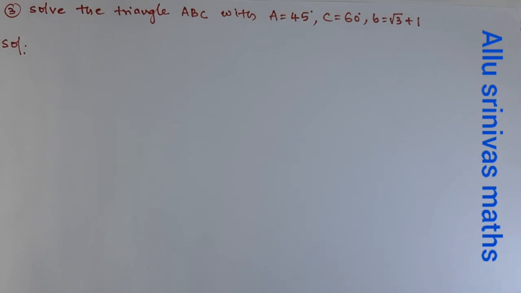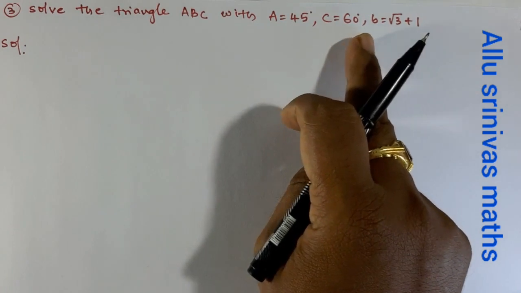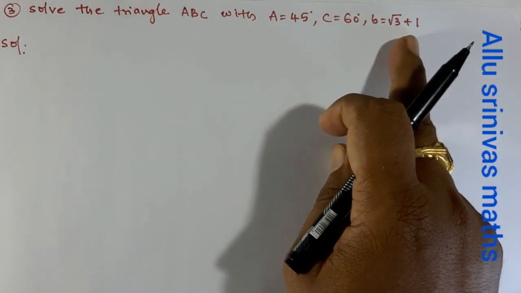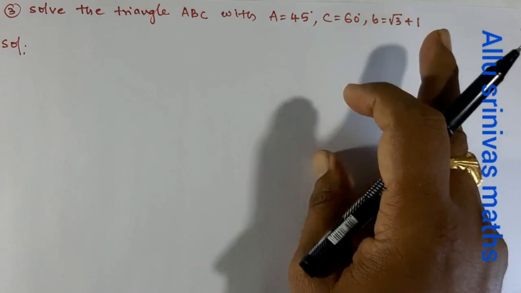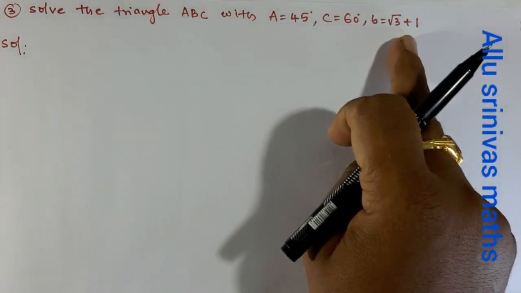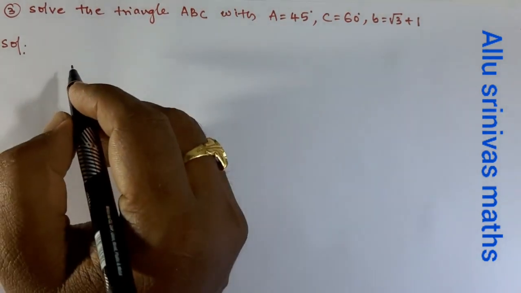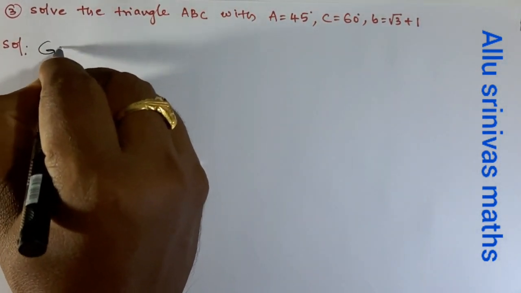Now we discuss another method in solution of triangle. The method is two angles and one side. The given problem is angle A equal to 45 degrees, angle C equal to 60 degrees, side B equal to root 3 plus 1. First we have to find another angle and find the remaining two sides by using the sine rule.